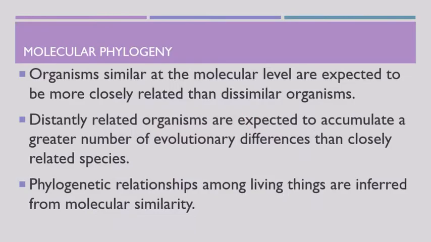Okay, now we can use all of these things to create phylogenies, and phylogenies are the evolutionary relationships. It's based on a couple of premises, and that's the idea that organisms that are similar at the molecular level should be more closely related than dissimilar organisms. Distantly related organisms would be expected to accumulate a greater number of evolutionary differences than closely related species. And so phylogenetic relationships among living things are going to be derived or inferred from these molecular similarities.